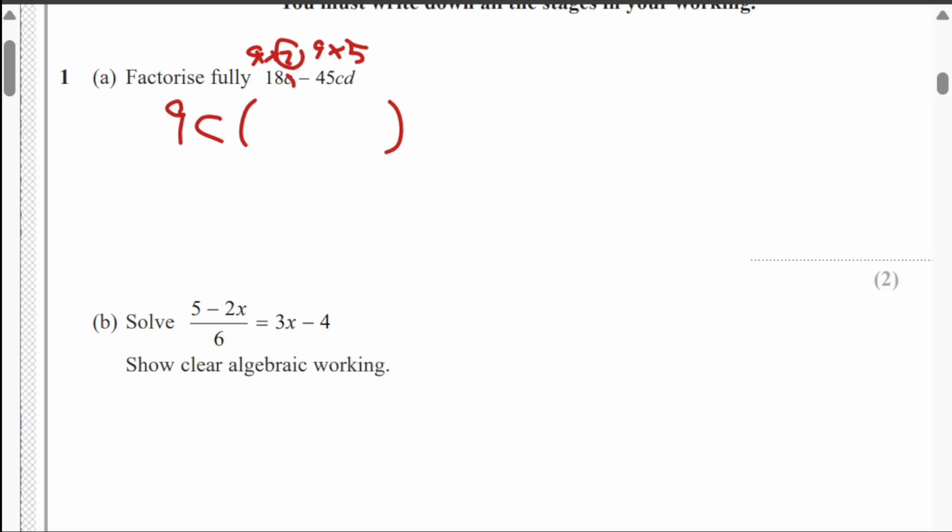We'll just have this nice 2 left here. Minus. We took the 9, we took the C. So we'll have 5D left. And that's your first mark. First 2 marks in the first question. That's very good. Now let's do question 2.